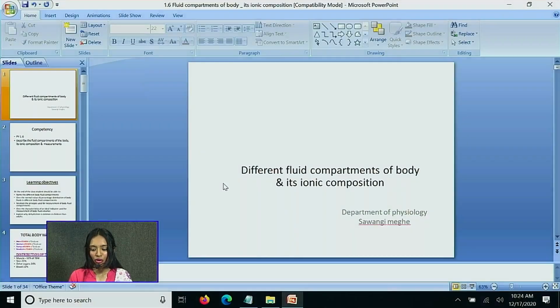Good morning to all. Today's topic is different fluid compartments of the body and its ionic composition. Myself Anisha, tutor in the Department of Physiology.